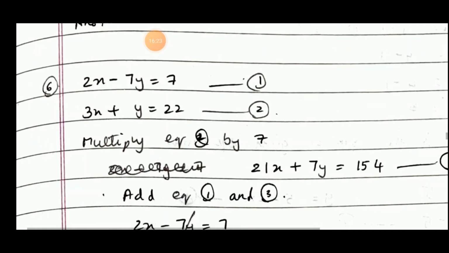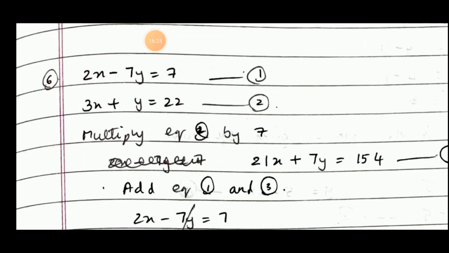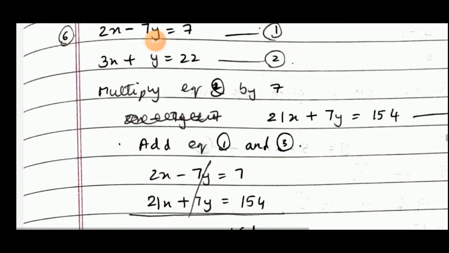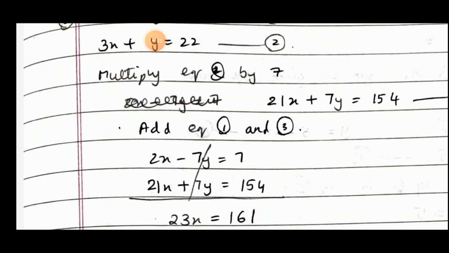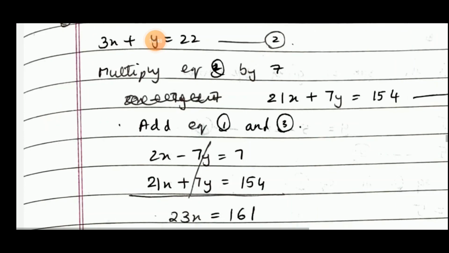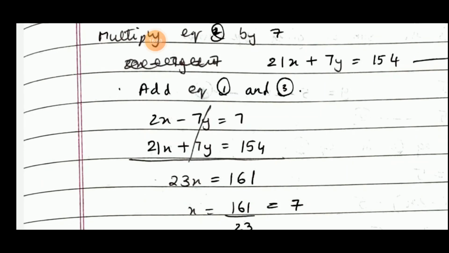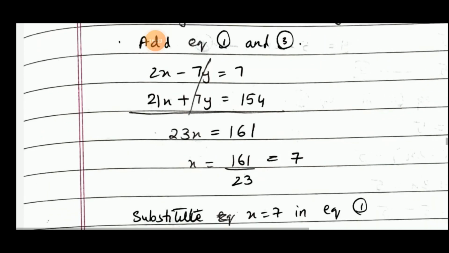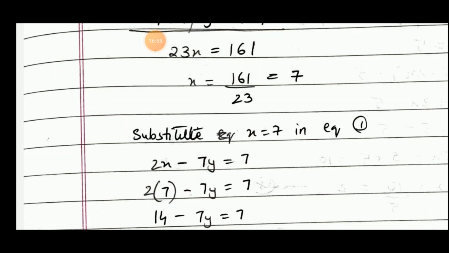Then the sixth one, 2x minus 7y is equal to 7, 3x plus y is equal to 22. So multiply equation 1 with 7. So 21x plus 7y is equal to 154. So adding 1 and 3, 2x minus 7y is equal to 7, 21x plus 7y is equal to 154. So 23x is equal to 161. So x will be equal to 161 upon 23, that is equal to 7.